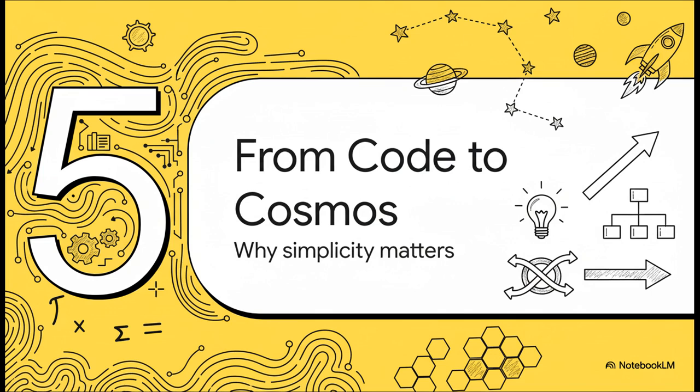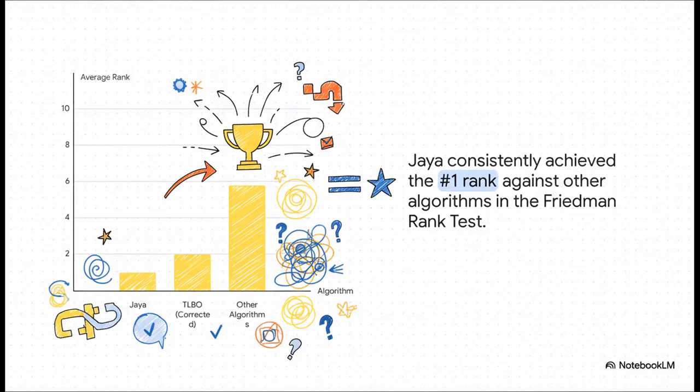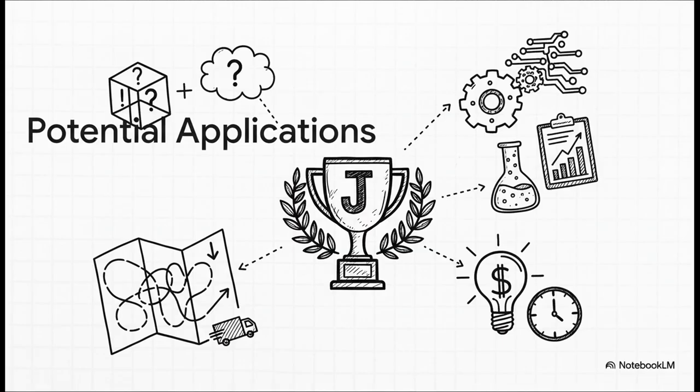So obviously, this is more than just a cool math trick. Having an algorithm that's this simple and this effective has some pretty big implications for solving real-world problems. And you don't have to take my word for it. The data speaks for itself. This chart shows the results of a statistical test that ranks algorithms against each other on a whole bunch of different problems. Lower is better. And as you can see, Jaya consistently comes out on top with the #1 rank, beating many of its more complicated competitors.